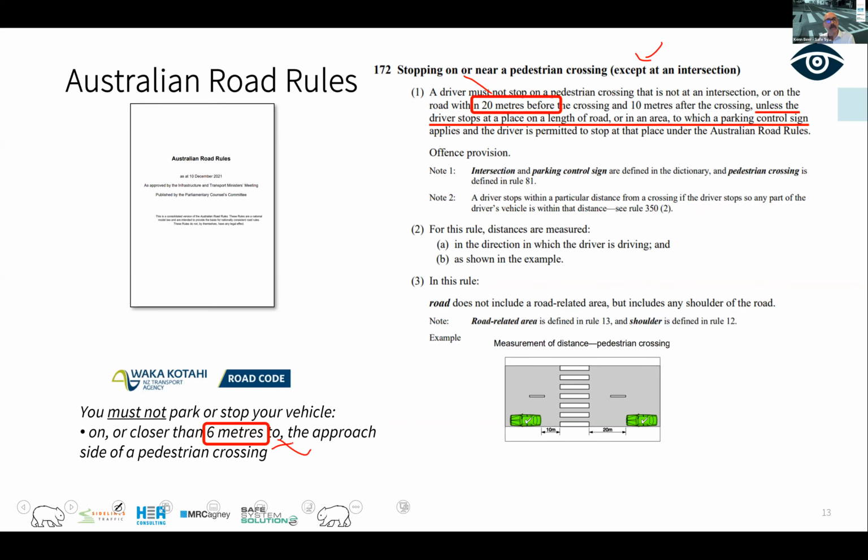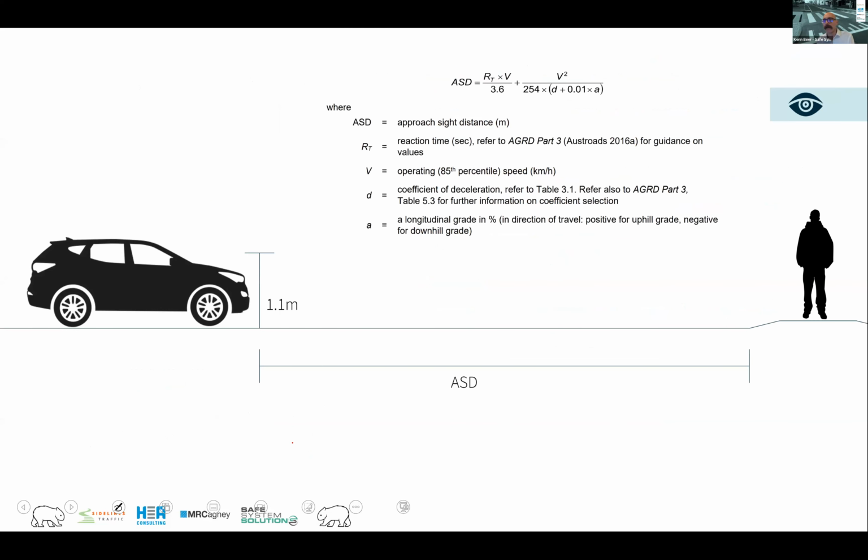Sometimes it's overkill, like it's far too much distance. So we want to think about it on a case-by-case basis. The first thing I was talking about there is approach sight distance. And a bit of a reminder, this is straight out of Austroads, and it's very run-of-the-mill.